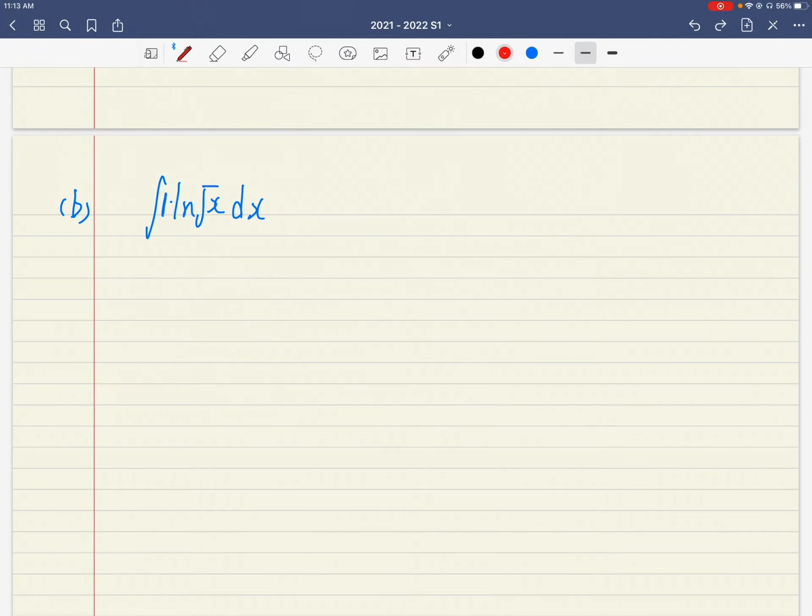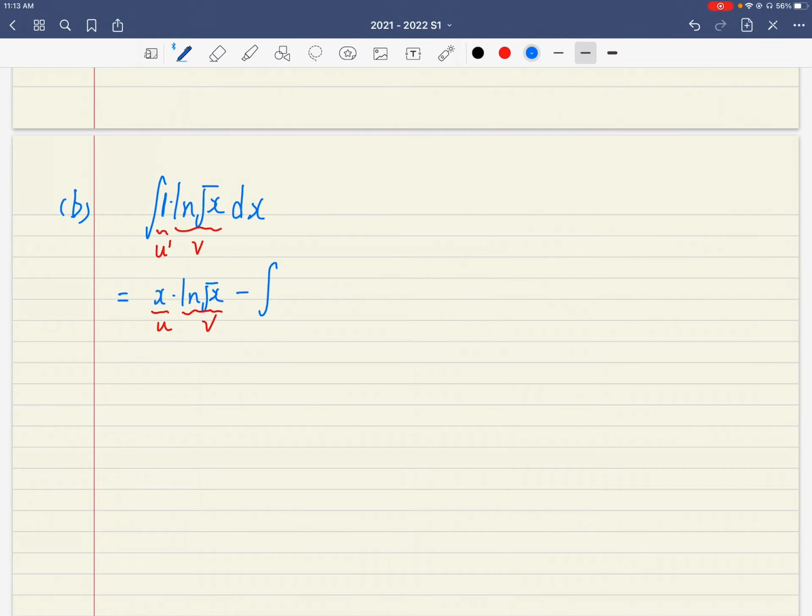And now let's treat 1 as v's derivative, because here it's very hard for us to integrate this part, so we just try to differentiate this part. So we treat this as our v, we treat this as our u prime. So it is just u times v, which is x times ln square root of x.